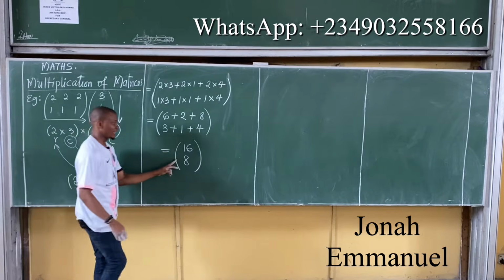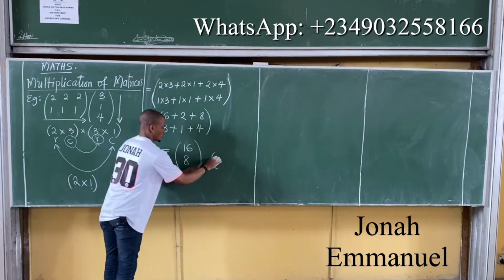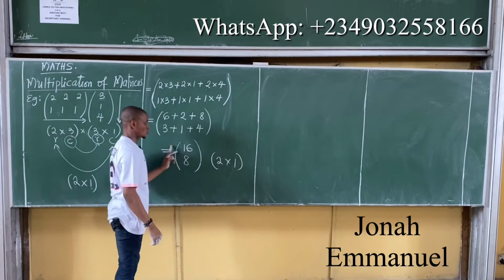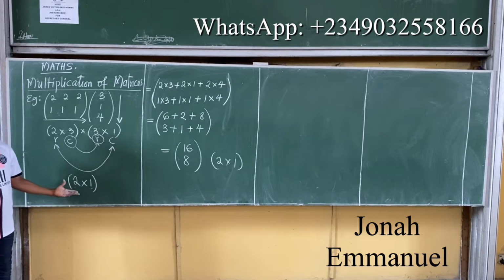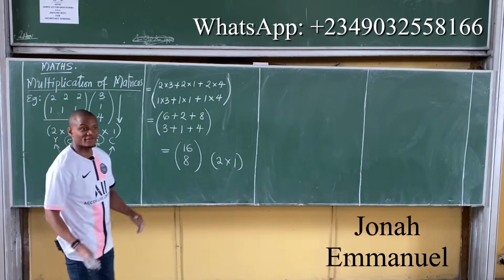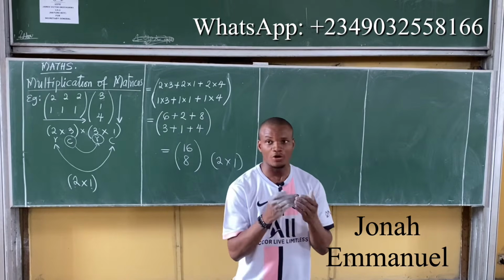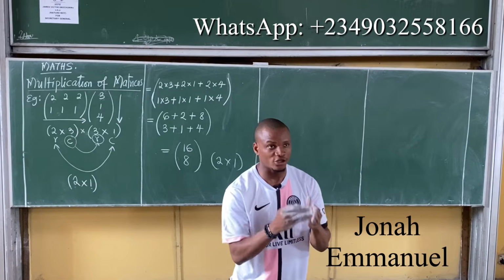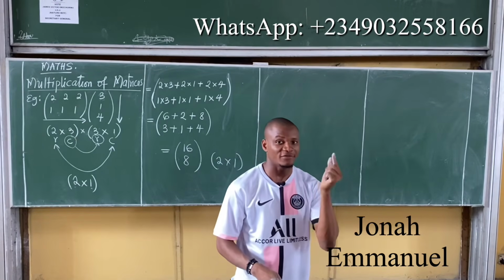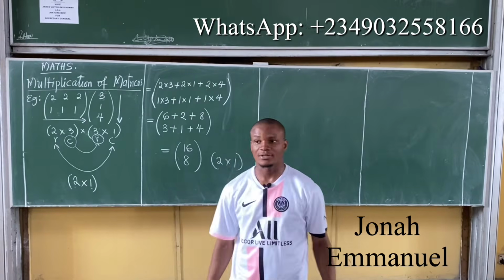So look at this answer here. What's the dimension here? 2 by 1. So 2 rows, 1 column. And that's what it's saying. So that's the concept. The difference between multiplying and adding: for adding, the condition is they must be of the same dimension. For multiplying, the condition is the number of columns of the first matrix is equal to the number of rows of the second matrix. That's it.